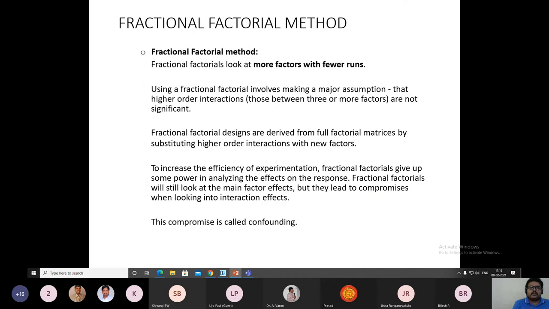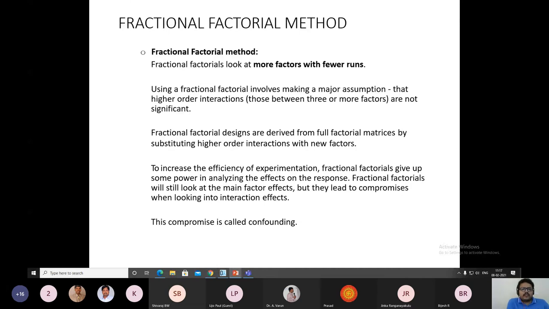Fractional factorial methods. Sometimes we use Taguchi and also other fractional factorial methods. These methods look at more factors with few runs. If you want to run only a few experiments, sometimes your material cost may be high, right? Or the tool cost may be high. So if you are using a diamond cutter, then you cannot perform 30 experiments like in response surface methodology if you have more factors involved. In that case, if your factors are more and you require fewer runs, then you have to go for fractional factorial methods.